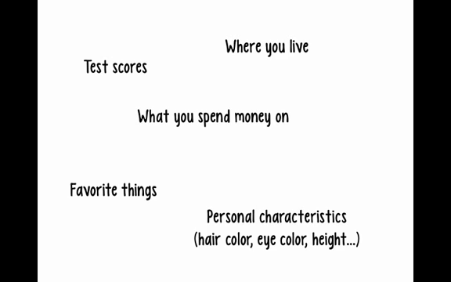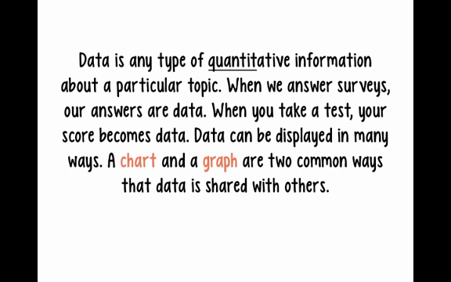So data is all around us. Things like where you live, test scores, what you spend your money on, your favorite things, or things about yourself or your body, like your hair color, your eye color, your height. Anything that can be measured in a quantity. That's why I underlined the root quantit in quantitative. That means it can be counted. Data is any type of quantitative information about a particular topic.